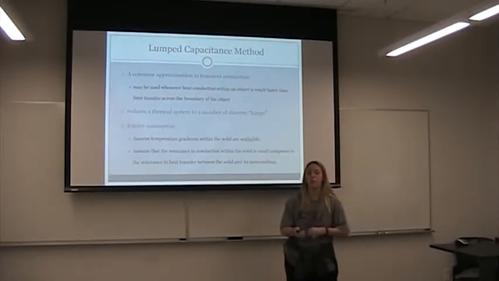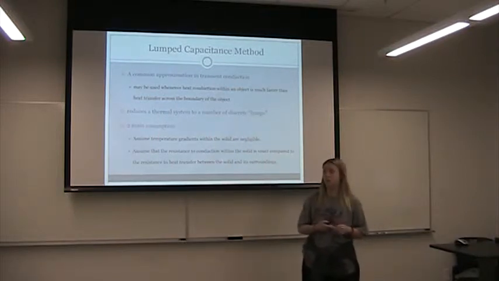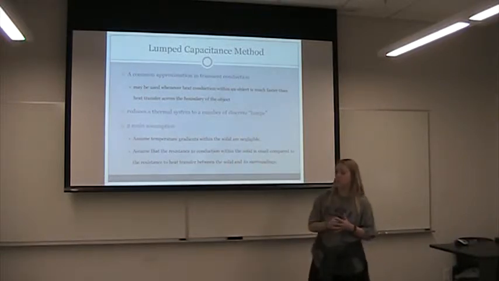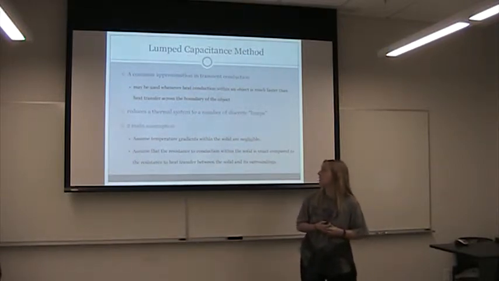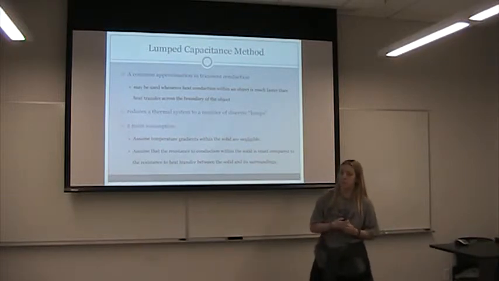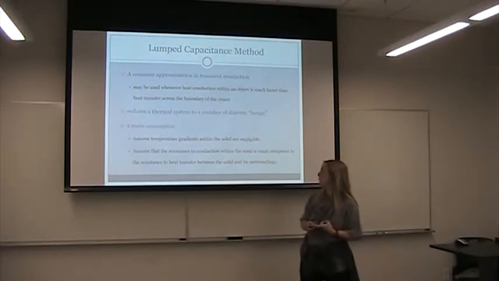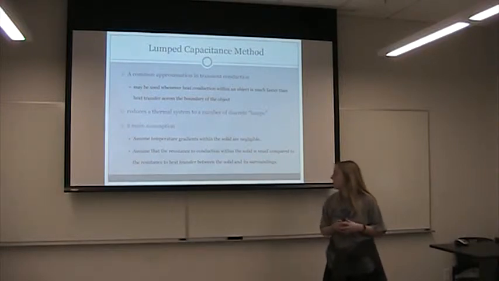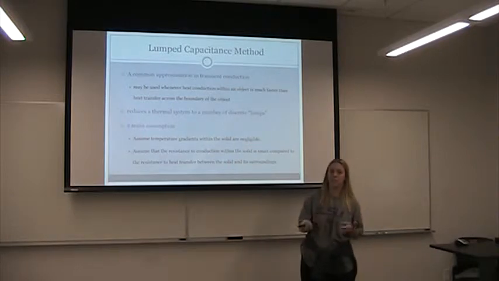For this experiment, we use the lump capacitance method, which is a common approximation in transient conduction, and it can be used whenever the heat conduction occurs within an object a lot faster than the heat transfer across the boundary of the object. This method reduces thermal systems to a number of lumps, and the two main assumptions are that there's no temperature gradient within the solid, and also that the resistance to conduction within the solid is really small compared to the resistance to heat transfer between the solid and the surroundings.